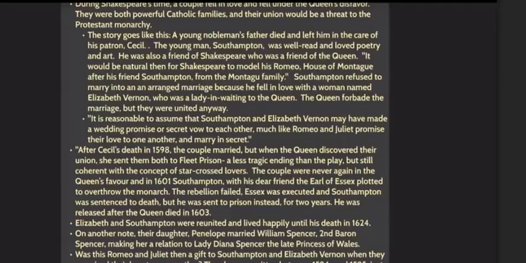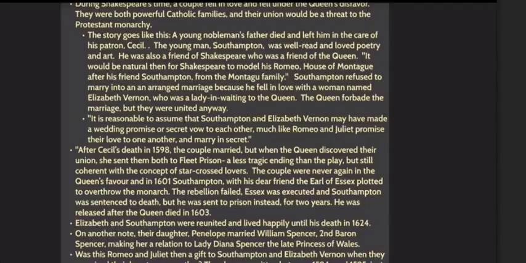Southampton refused to marry into an arranged marriage because he fell in love with a woman named Elizabeth Vernon, who was a lady-in-waiting to the Queen. Back in that time, if you were a lady-in-waiting, you had to get permission from the Queen for anything. The Queen forbade the marriage, but they were united anyway. It is reasonable to assume that Southampton and Elizabeth Vernon may have made a wedding promise or a secret vow to each other, much like Romeo and Juliet promised their love to one another and married in secret. After Cecil's death in 1598, the couple did marry, but when the Queen discovered their union, they were both sent to Fleet Prison, a less tragic ending than the play, but still consistent with the concept of star-crossed lovers.